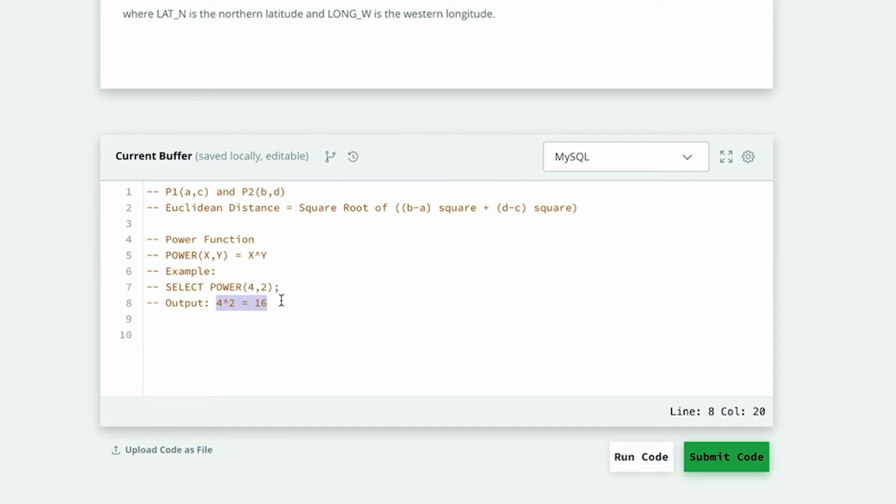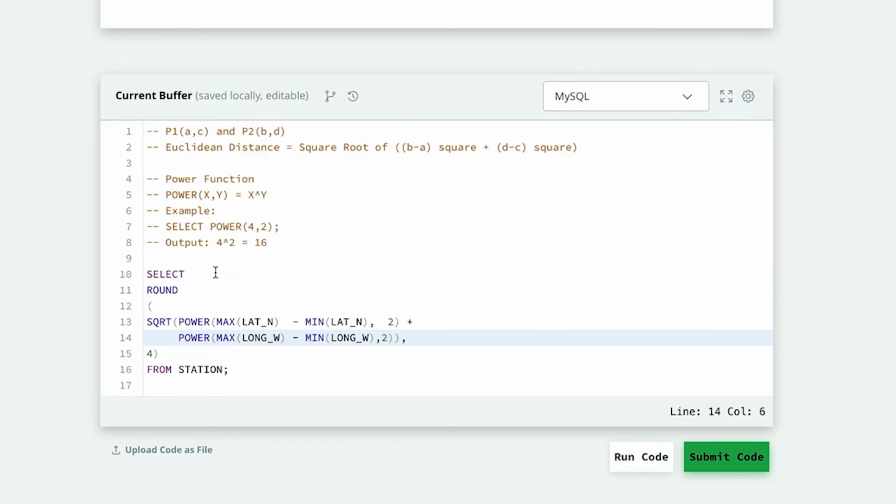Now pause the video and try to solve this question. Let us discuss the solution of this problem. We want to round the answer to 4 decimal points. Here again we used the max and min functions to calculate the maximum and minimum values, and then we used the power function to calculate the square of the result. And then with the help of the sqrt function, we calculated the square root.